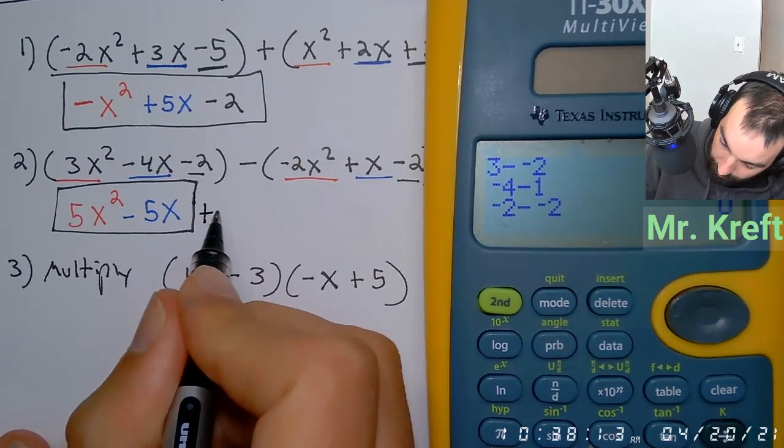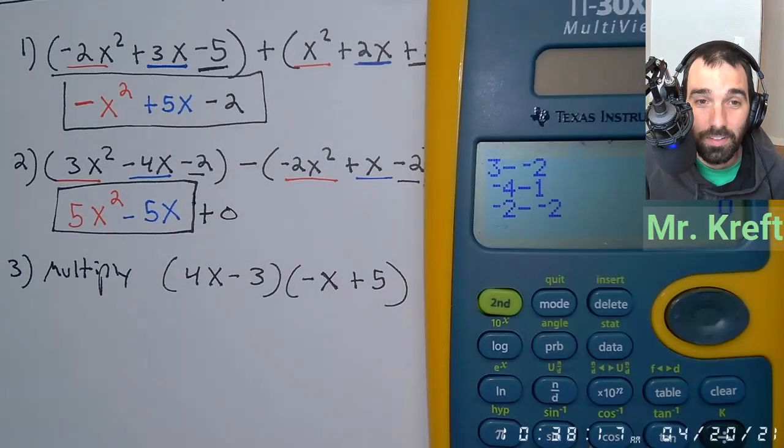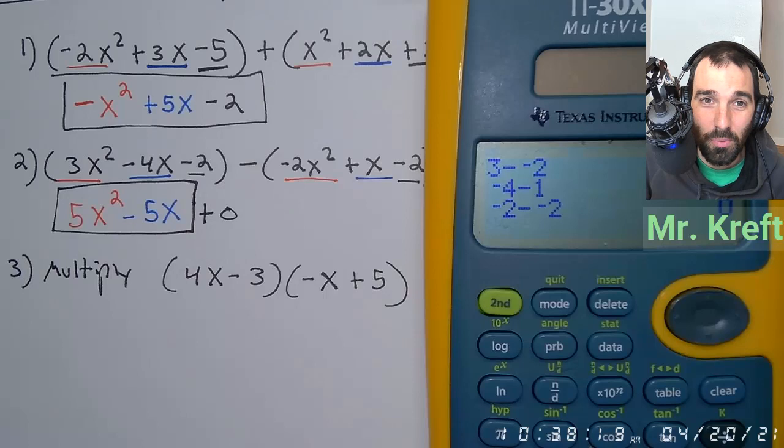So if you did go plus 0, it's not a big deal. It's just mathematicians tend to be lazy, and so we don't want to have to do more work than we need to do, right? I bet you guys can relate to that.